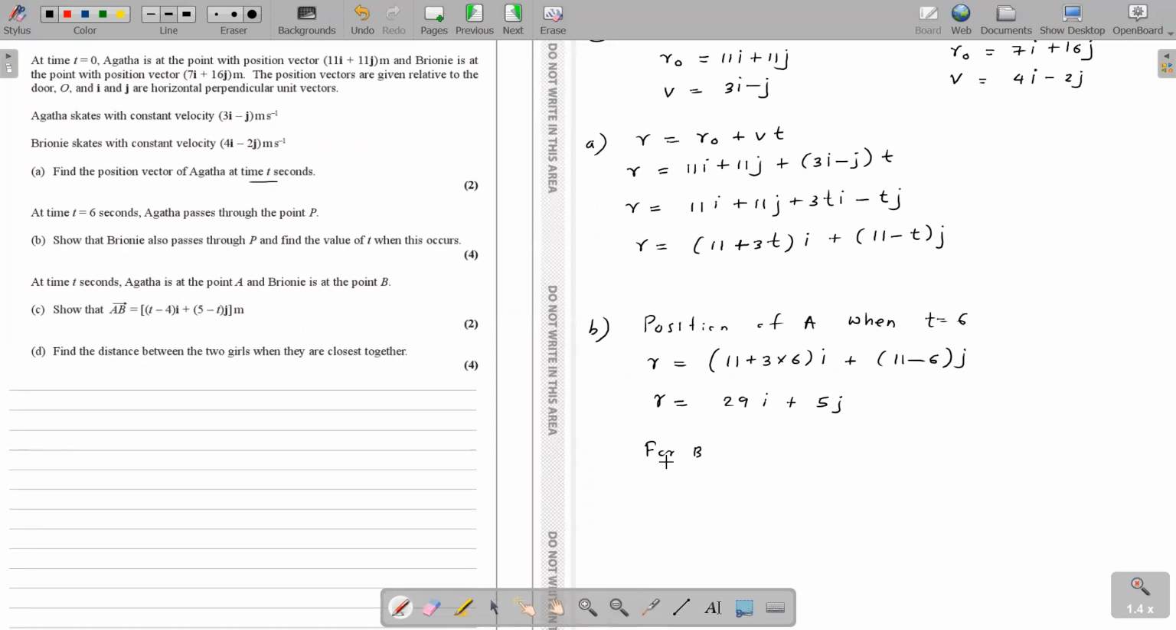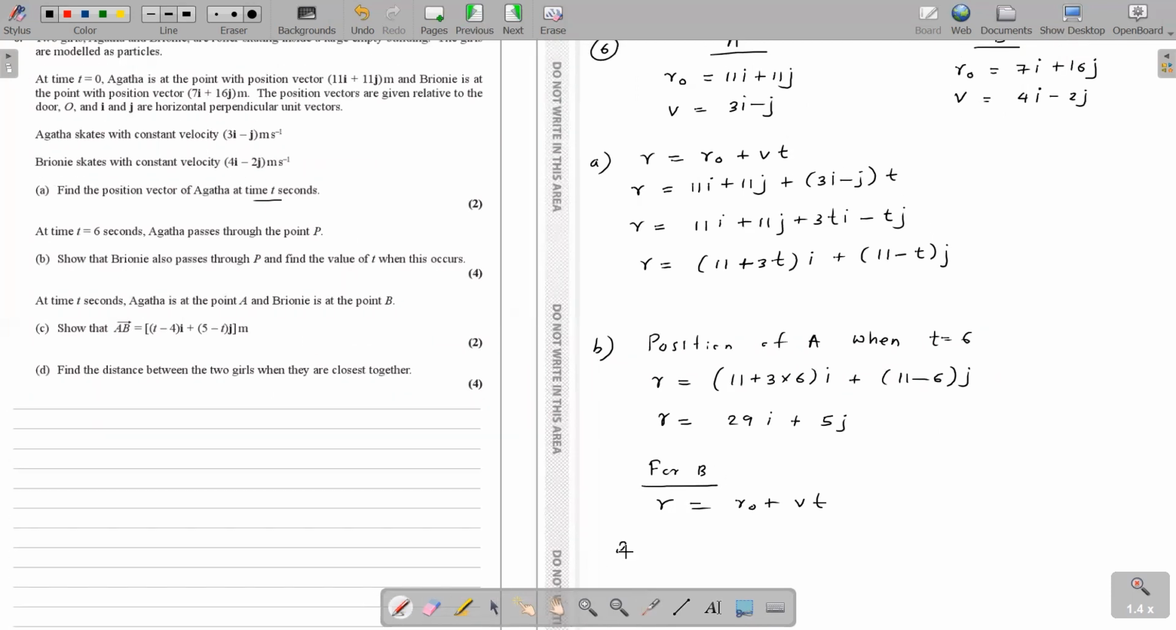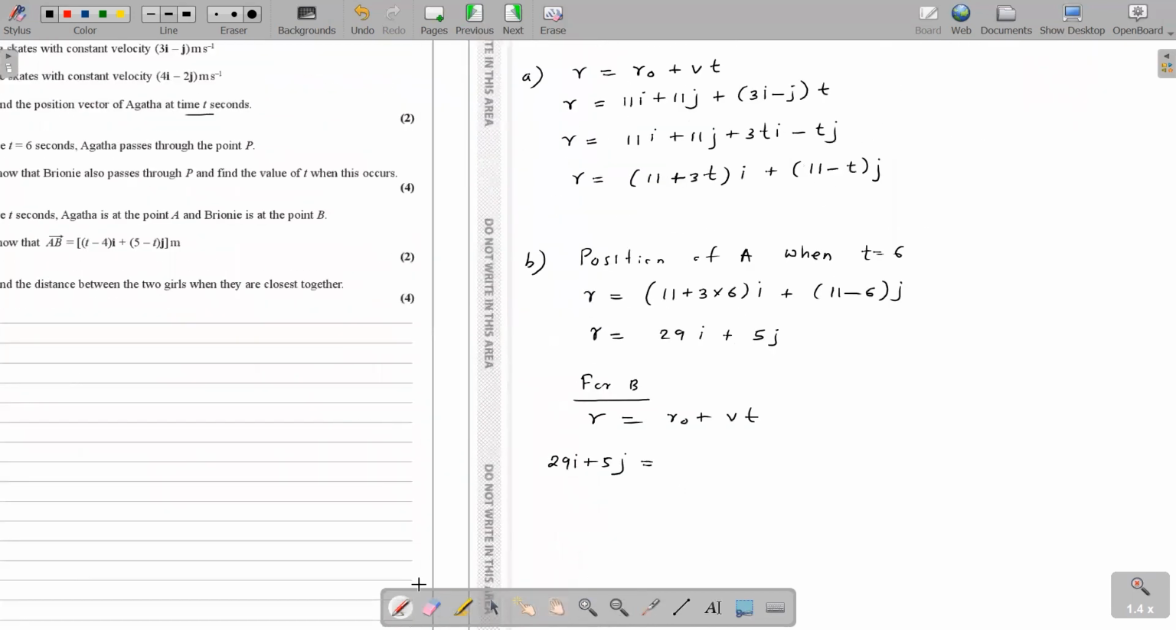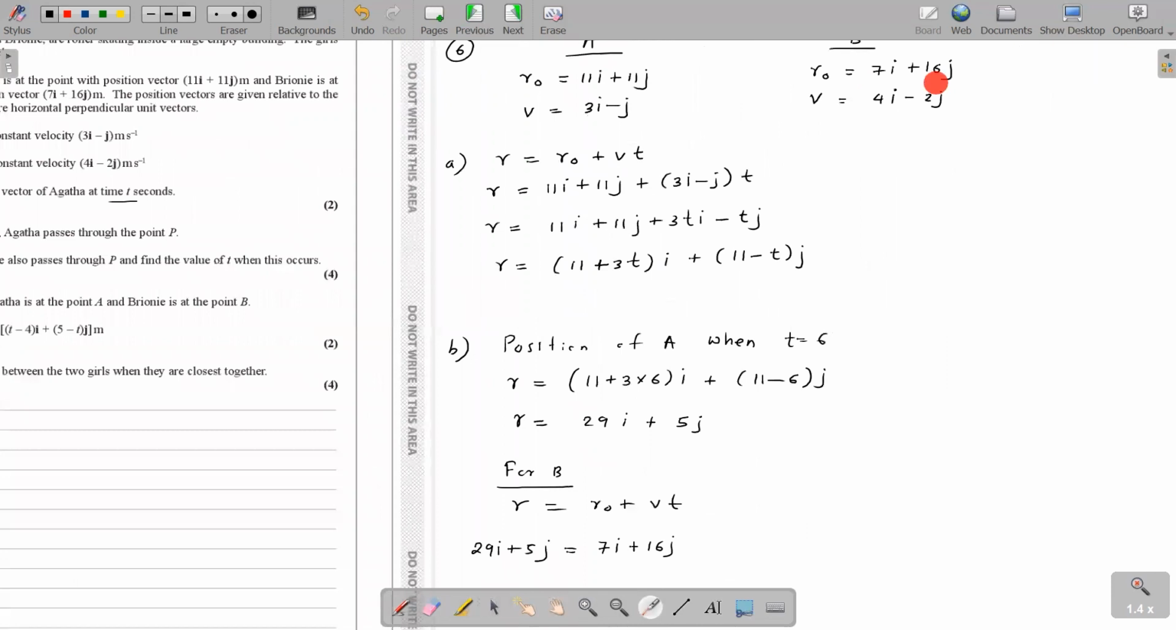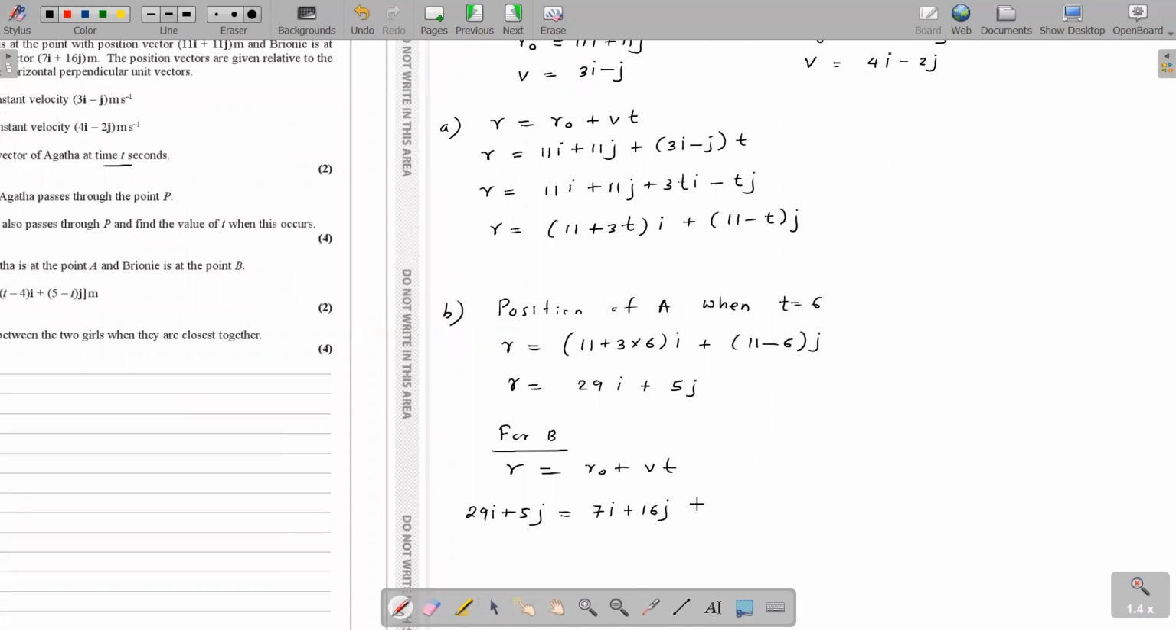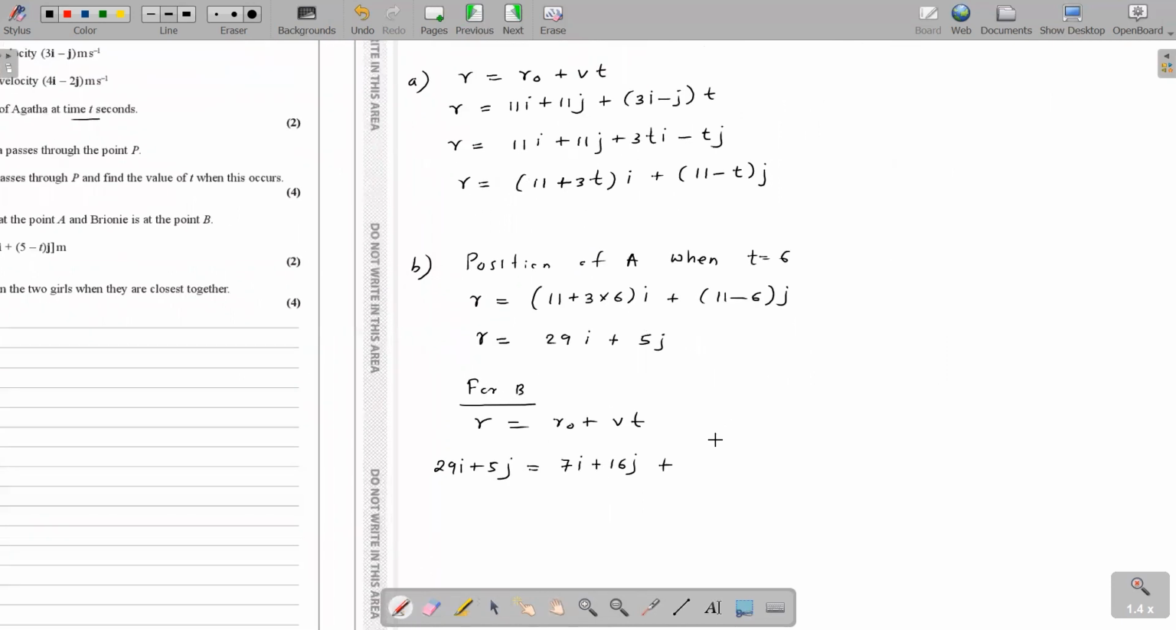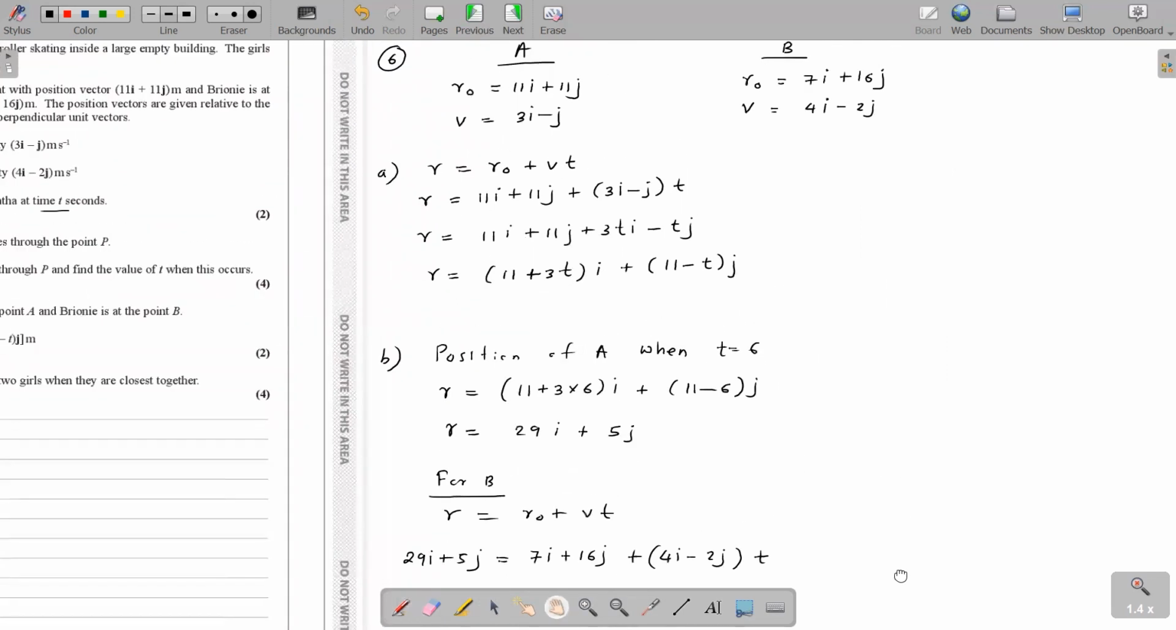We go for B, we apply what? r equals r naught plus vt. And what's happening? The final position vector is now 29i plus 5j. The r naught is the beginning, which is 7i plus 16j. Are you with me? And then plus velocity. Velocity is known, right? Velocity is 4i minus 2j, times time t. Do you agree? You are supposed to find the t value.